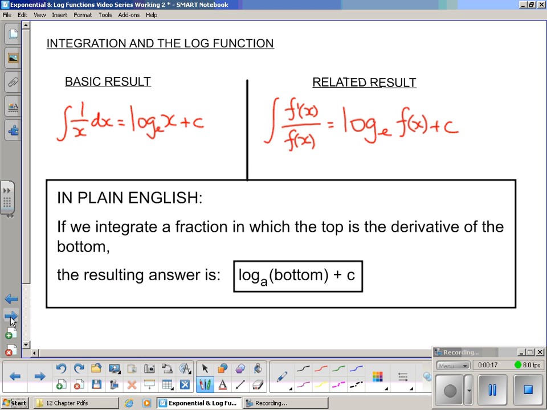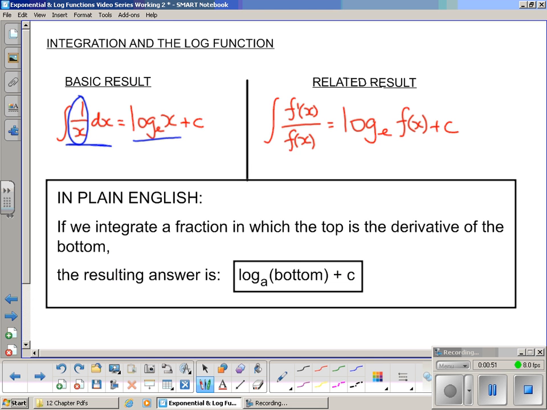Okay, we've got a basic result and a related result, a bit similar to how we had a basic result and a useful result in our derivative of the log function. Basically, what we're saying here is that if you're integrating an expression where the top is the derivative of the bottom, we can just write our answer as log e of the bottom plus c. We'll get the hang of this. It's a bit gobbledygook at first. It sounds a bit Swahili, but still.